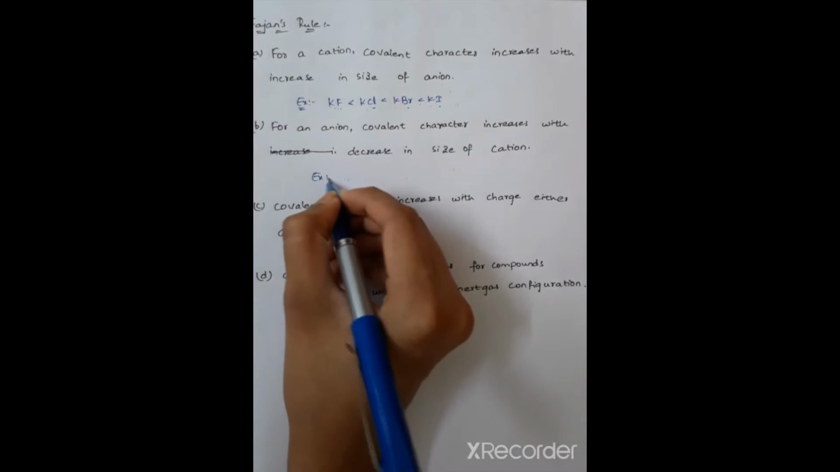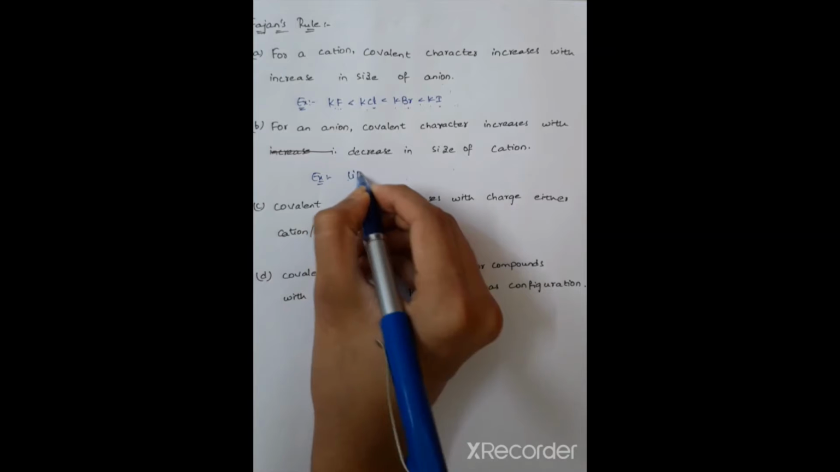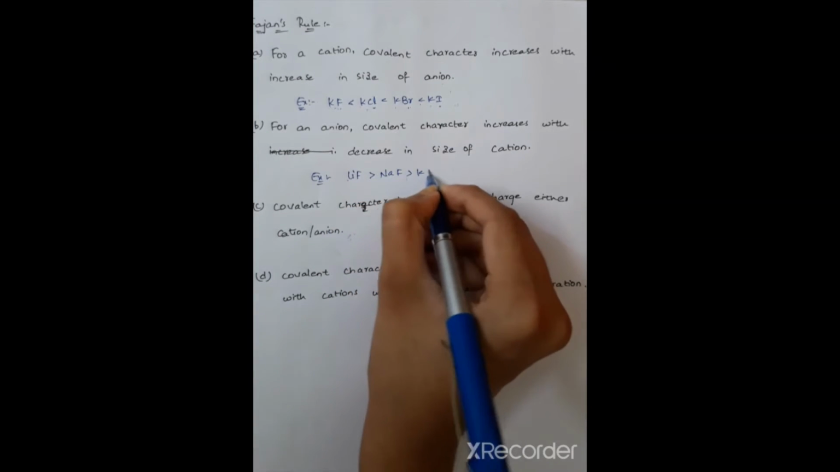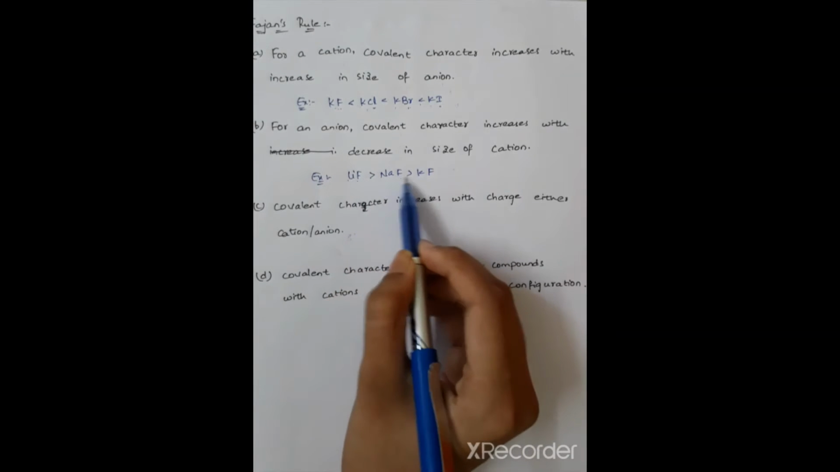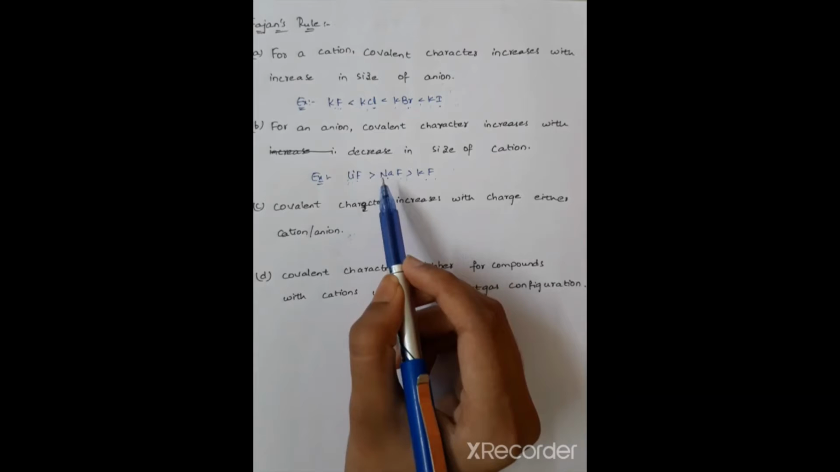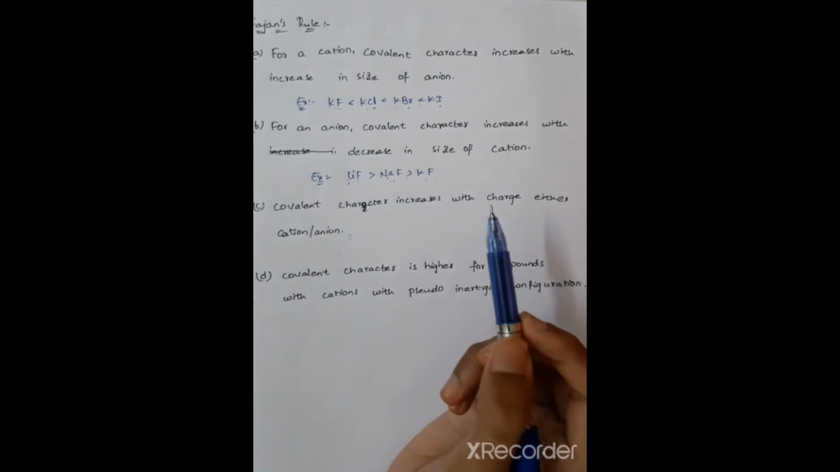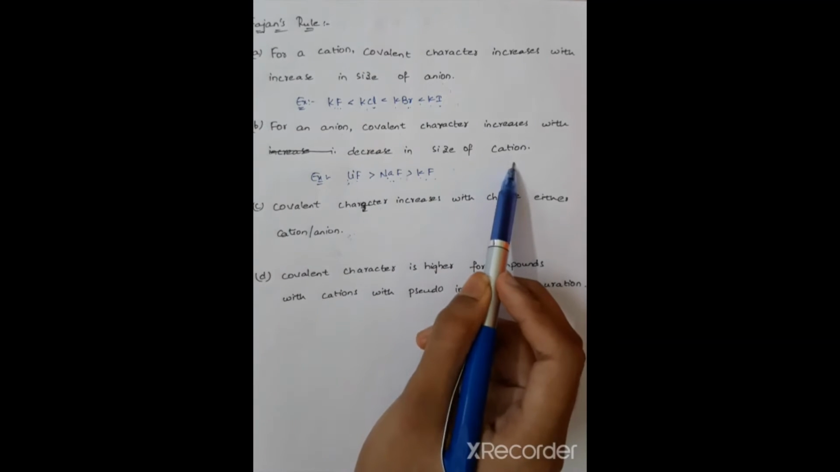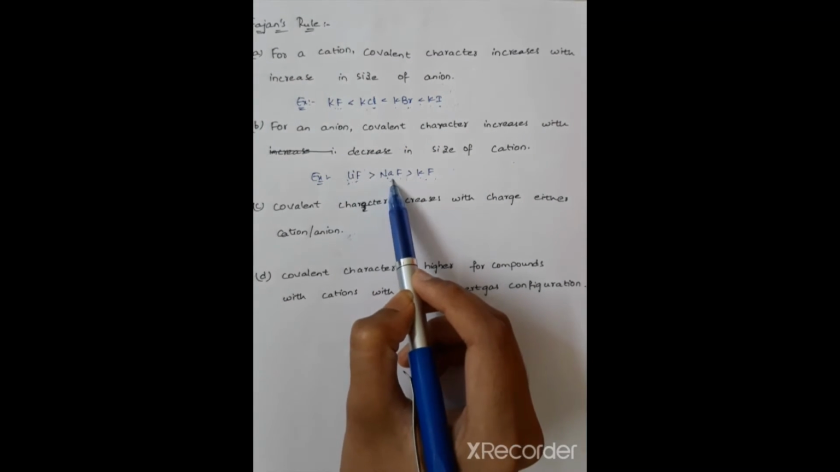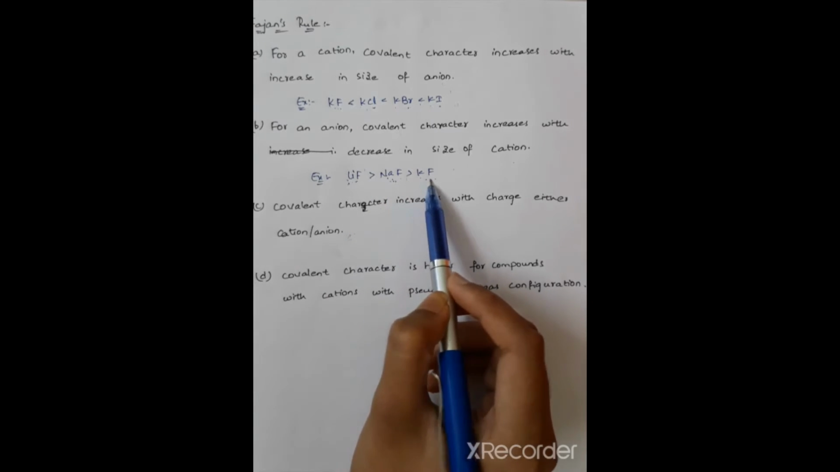Now the second one is, for an anion, covalent character increases with decrease in size of the cation. An example is LiF is greater than NaF is greater than KF. Here the anion is fixed but the cation is going to change. Lithium's size is less than sodium, and sodium's size is less than potassium. So decrease in size of the cation increases covalent character. So lithium fluoride is more covalent than sodium fluoride, which is more covalent than potassium fluoride.